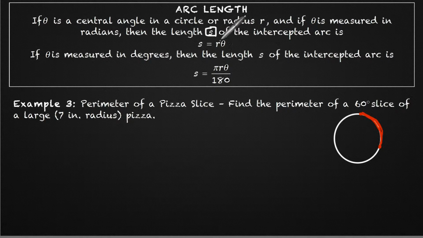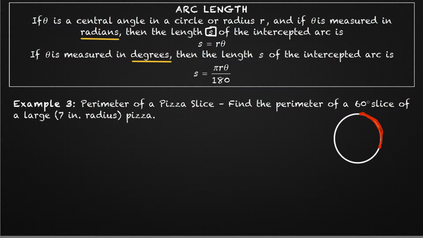Now, this formula is for radians. Let me underline that. This formula is if the angle given to you is in radians. Now, this one is if the angle that is given to you is in degrees. So make sure that you're using the right formula for the right problem. Now, let's look at example 3.